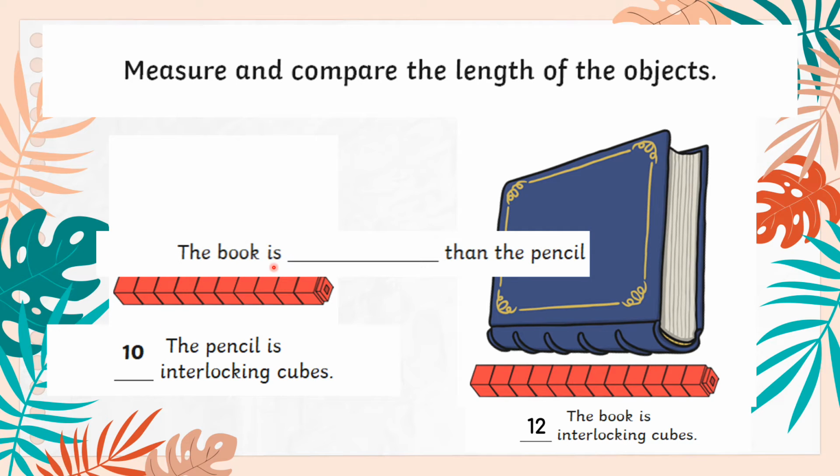So the book is dash than the pencil. Is it longer or shorter? See, the book has 12 interlocking cubes, whereas the pencil only has 10 interlocking cubes. It means the book is longer than the pencil.